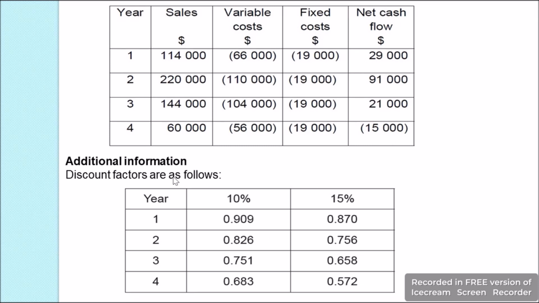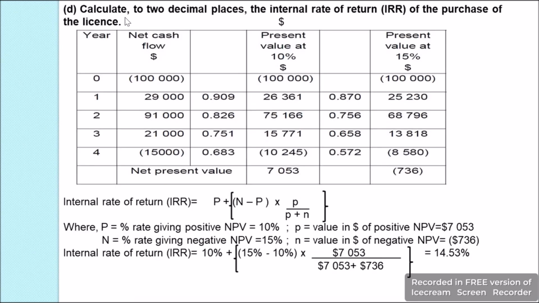Furthermore, additional information is given, which states that discount factors are as follows, for 10% and 15%. Year 1 it is 0.909 and 0.870. Year 2 it is 0.826 and 0.756. Year 3 it is 0.751 and 0.658. Year 4 it is 0.683 and 0.572.